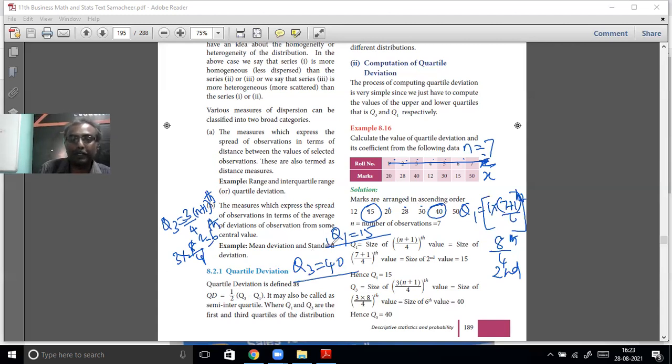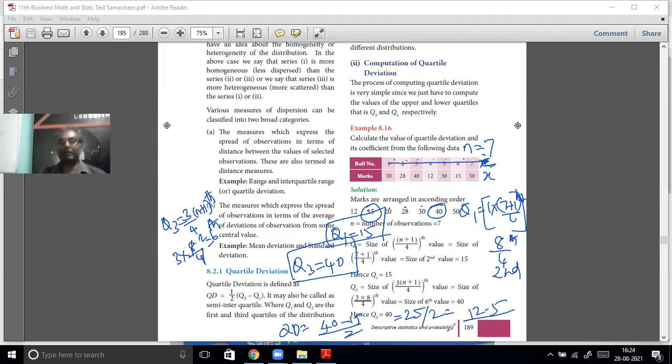Q1 is equal to 15. Q3 is equal to 40. The answer is QD, quartile deviation, equal to 40 minus 15 by 2. How much? 40 minus 15 is 25. That is 25 by 2, which is equal to 12.5. That's all. Very simple way to find QD.